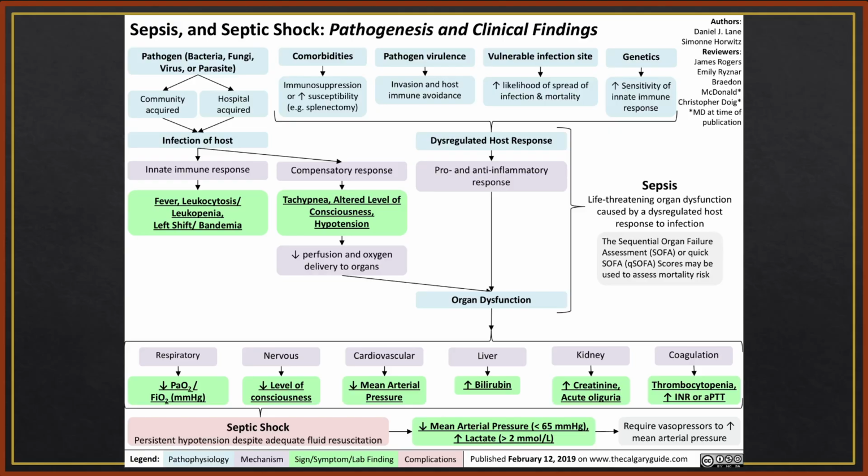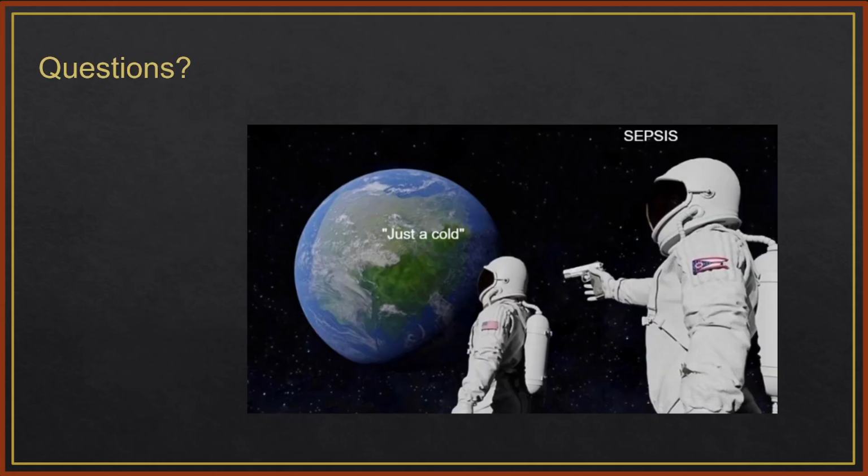Alrighty. So the easiest way that I can think of is, if you have a source of infection and it leads to an uncontrolled systemic immune response that causes organ dysfunction, consider it sepsis. Any other questions that I can clarify before we move on?